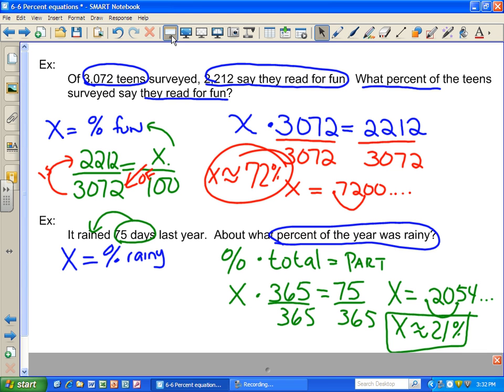So this is how we use percent equations to solve percent problems. You can also use percent proportions to help you figure out how to set up your percent equation.